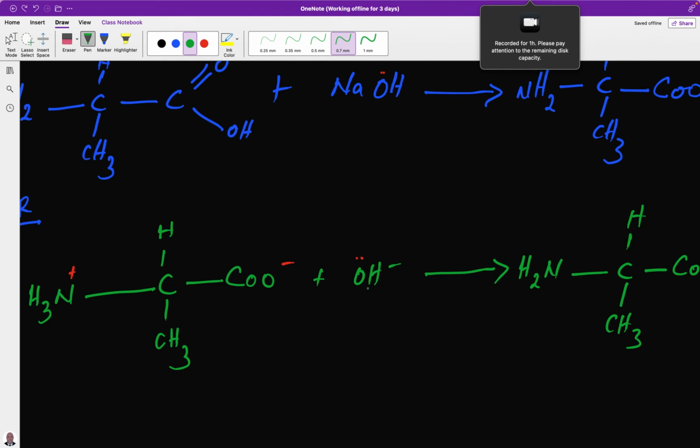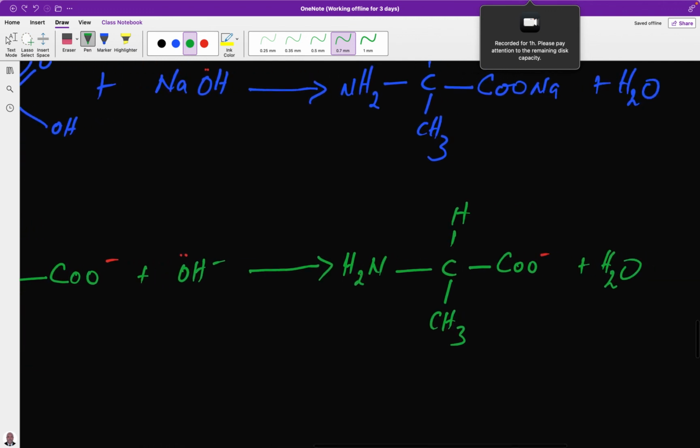So when a base is added here, what happens? The base is removed from the solution by this donating a proton, and that proton will attach itself to the lone pair of electrons here. Since bases are proton acceptors, when they accept the hydrogen ion or the proton, it results in water, and it returns back.